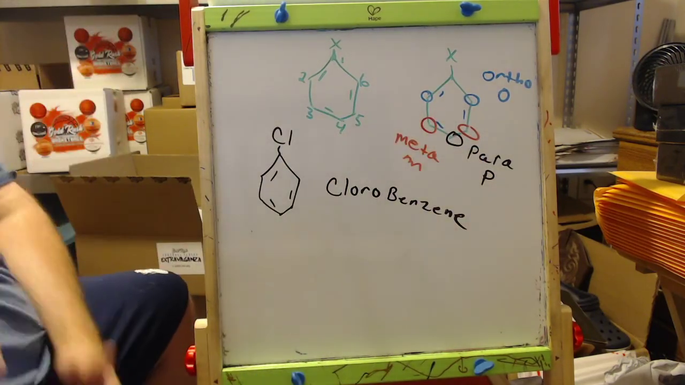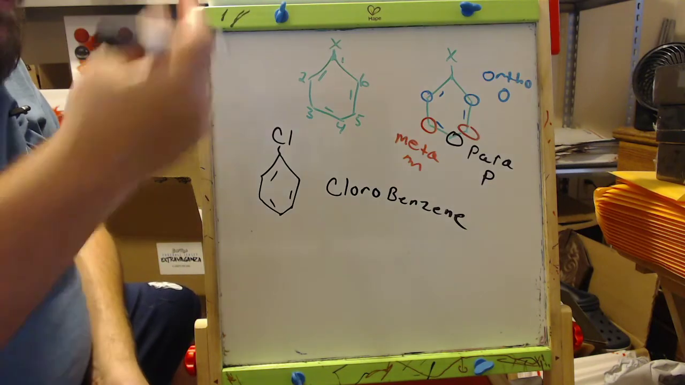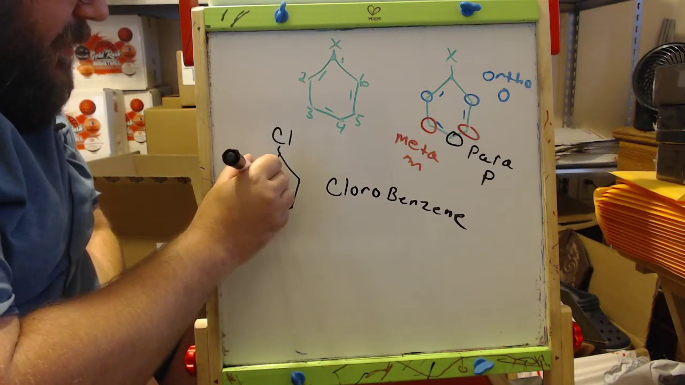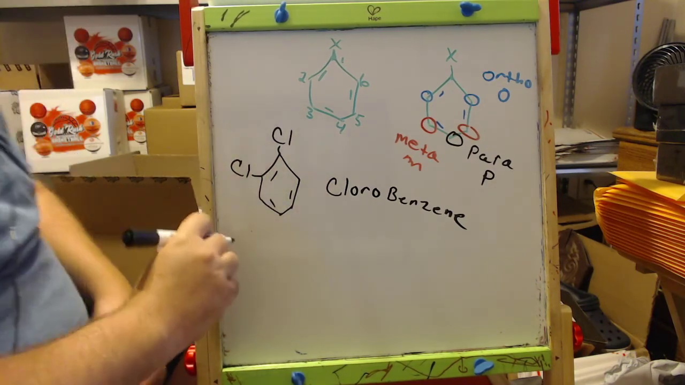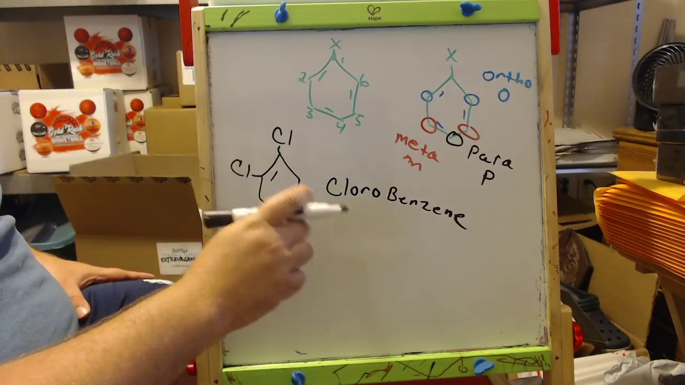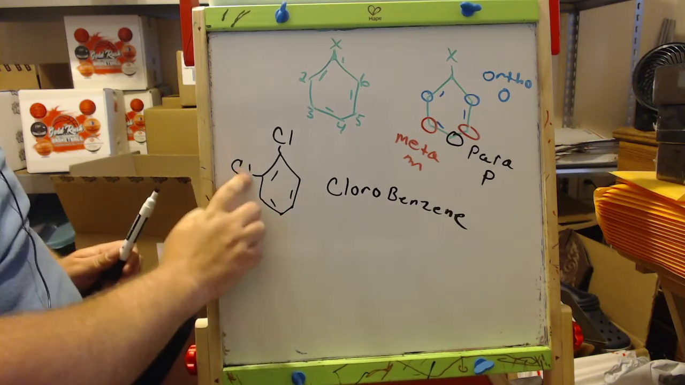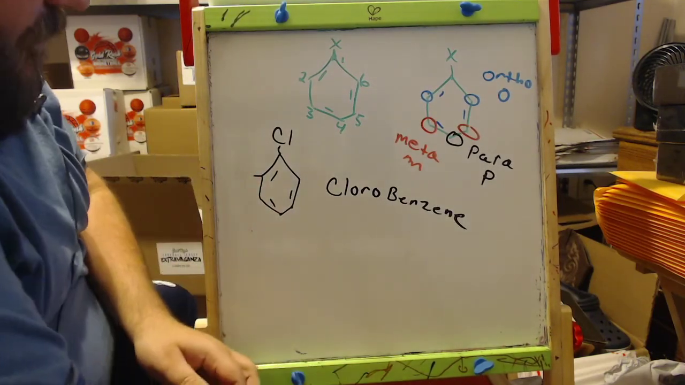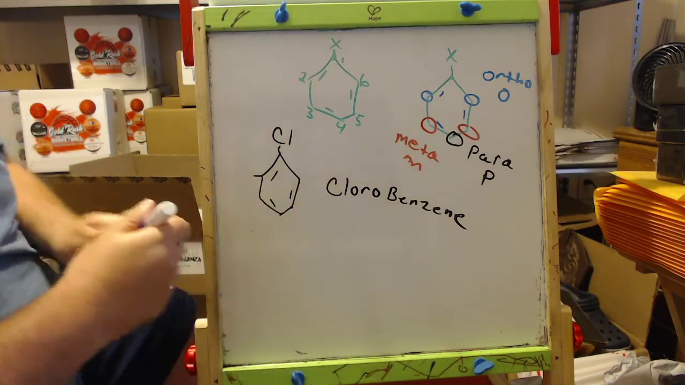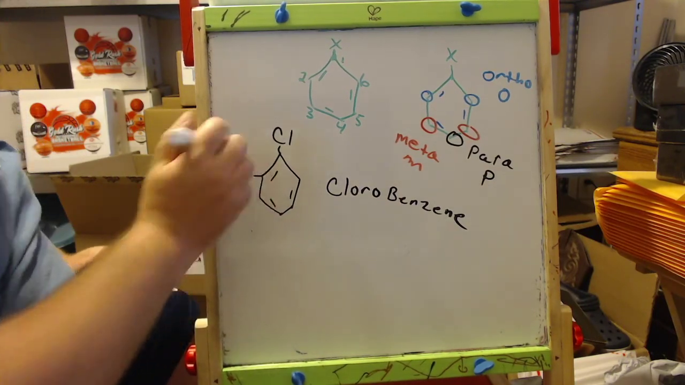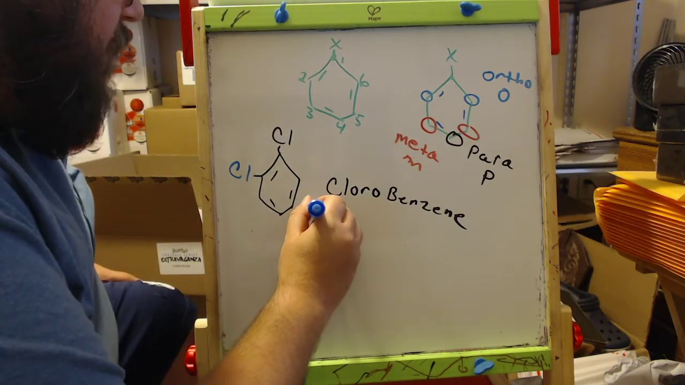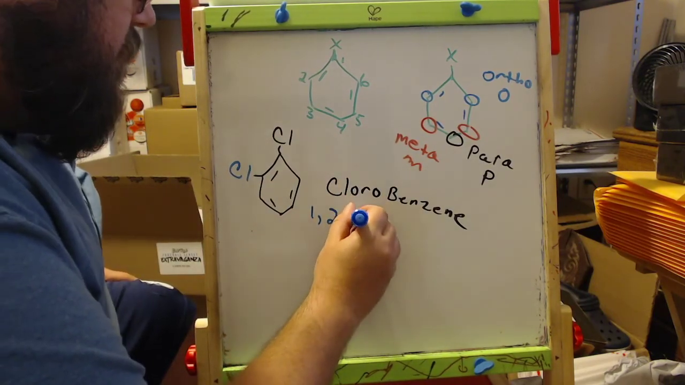Okay, pretty straightforward. Now let's say I put another chlorine on. I don't care where. Let's put it here. How would I name this new compound? Let me use a different color so I can leave chlorobenzene up there so you see it. Then show it to you this way. How would I name this? Well, if I go IUPAC 1, 2.